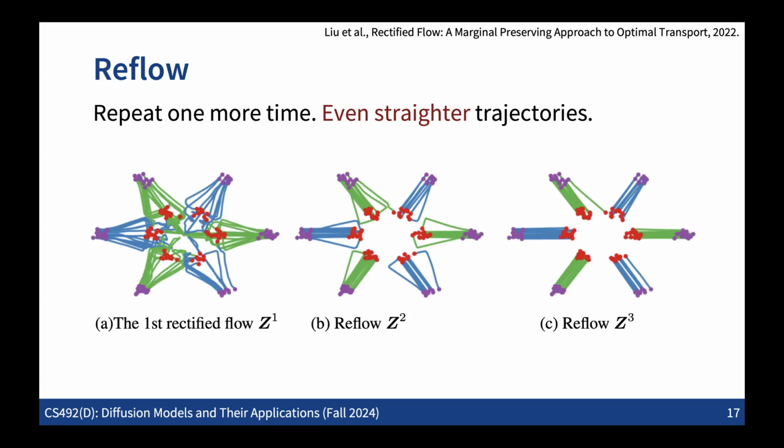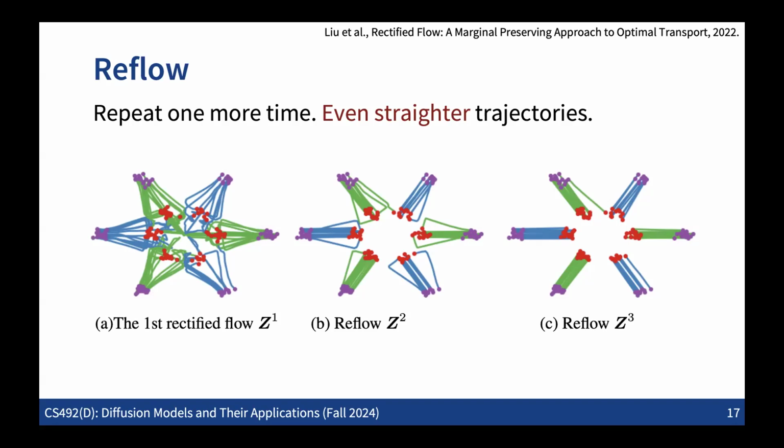Because once you get the velocity from the very beginning point, you can just go straight without sampling more and more, right? So having straighter trajectories helps to run the generative process with fewer steps, with more accurate outputs.